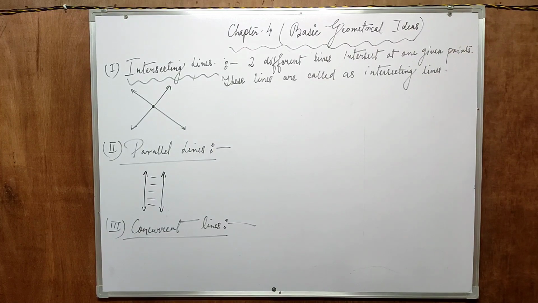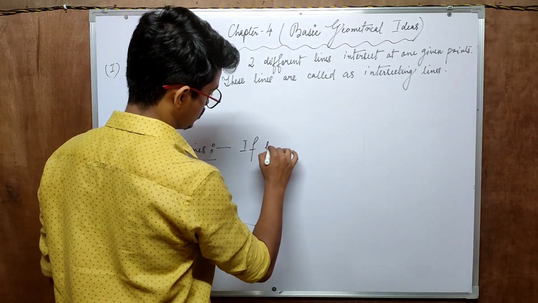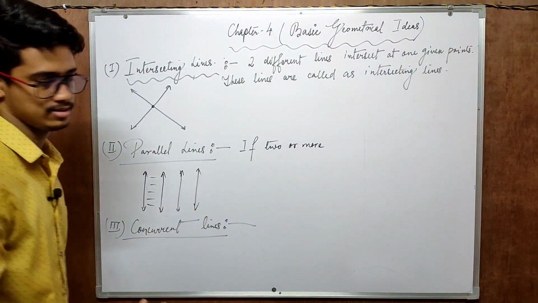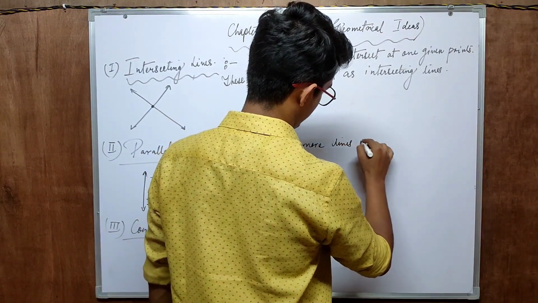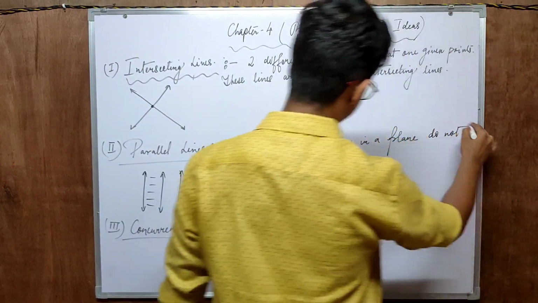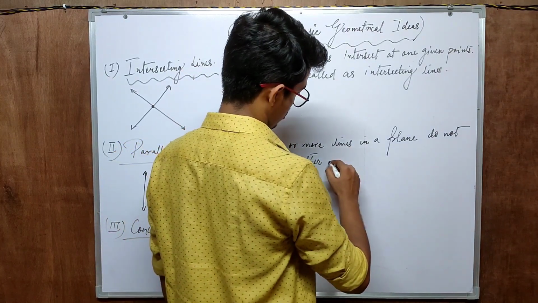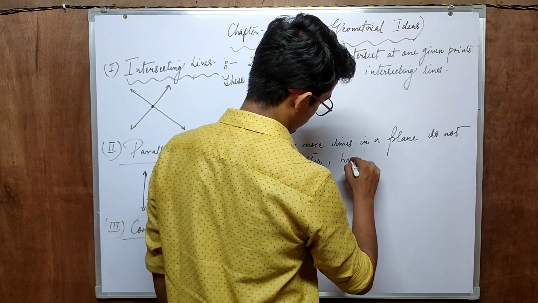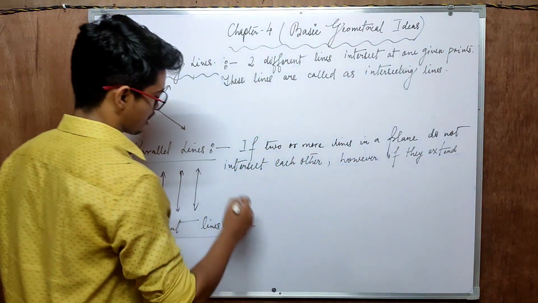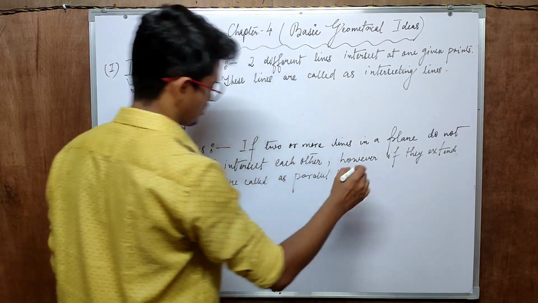If two or more lines in a plane do not intersect each other, however far they are extended, they are called parallel lines. As simple as that.